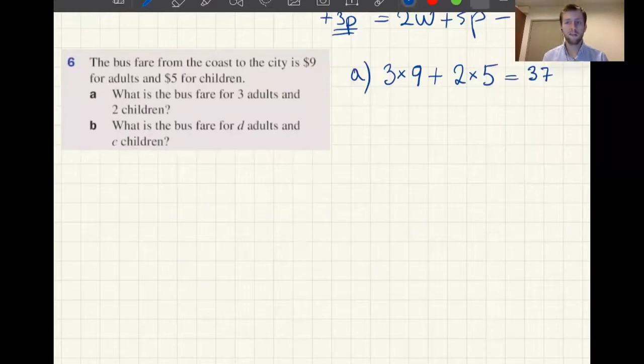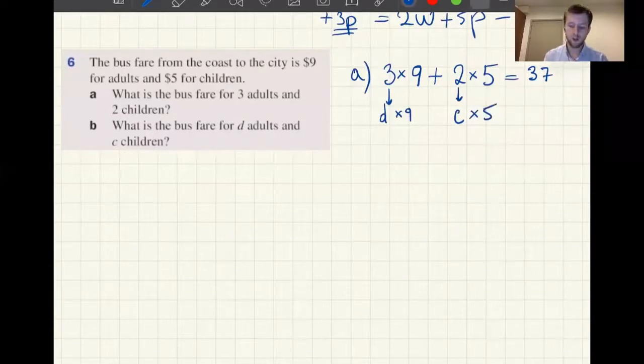But then we have to think. Then we actually have to think, what is the bus fare for D adults and C children? So now instead of 3, we are going to have D adults, and instead of 2, we're going to have C children. So instead of 3 times 9, we have D times 9, and instead of 2 times 5, we have C times 5.